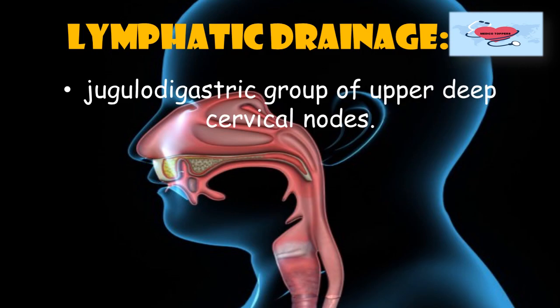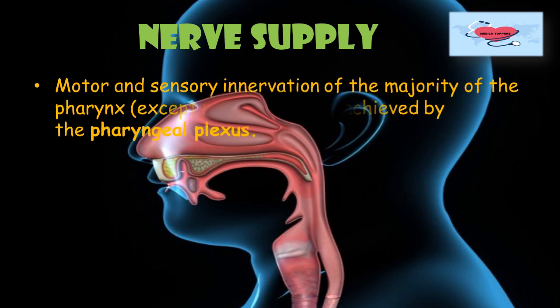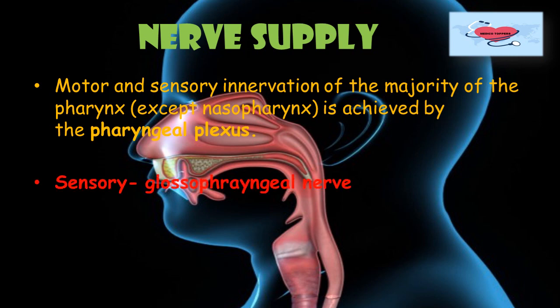Regarding lymphatic drainage of the pharynx, it is the jugulodigastric node, which drains into the upper deep cervical nodes. Try to remember this jugulodigastric, that is enough. Regarding the nerve supply, both the sensory and motor innervation are by the pharyngeal plexus, which is made up of some fibers of the glossopharyngeal nerve and some fibers of the vagus nerve. Sensory innervation is by the glossopharyngeal nerve and motor innervation is by the vagus nerve.